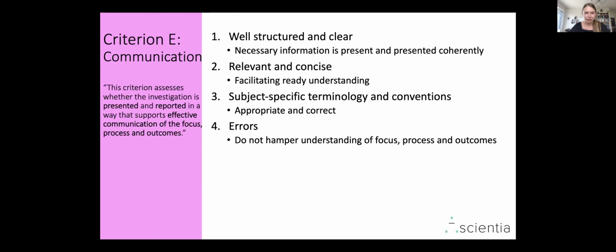Then use subject-specific terminology and conventions. Don't use lay terminology, use what you've been taught in class. It's really important to be able to apply your scientific knowledge that you've gained from taking IB biology, which is basically what they're testing here. And then in terms of errors, it's not that you can't have any mistakes, but they shouldn't hamper the understanding of the focus, process, and outcomes.